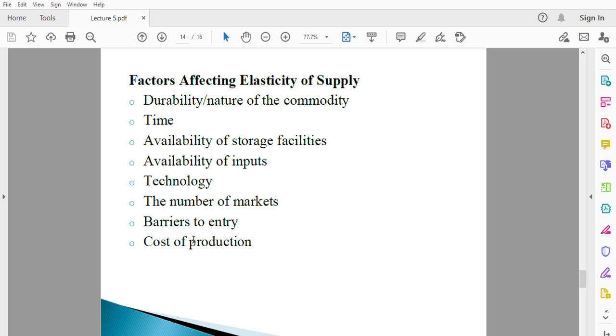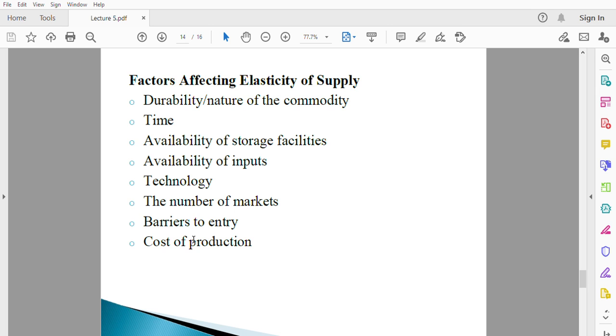The next is technology. Now, technology can make you produce so many of your products within a very short period of time. So if the technology you are using is advanced, then an increase in price will precipitate a greater percentage increase in quantity supplied. In that case, supply will be fairly elastic. A crude technology will have a fairly inelastic supply, because you cannot produce enough even though price has increased.